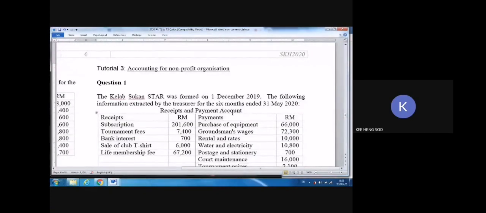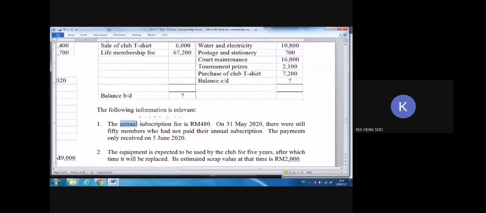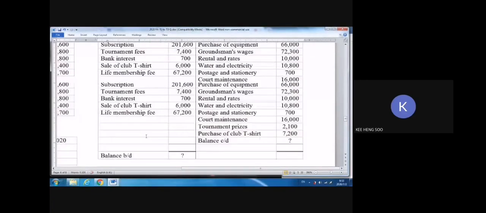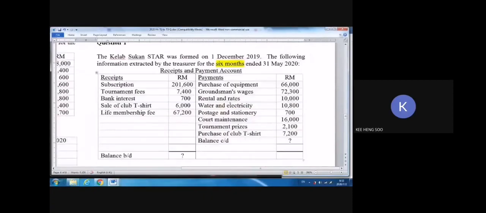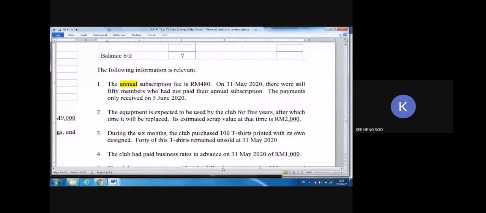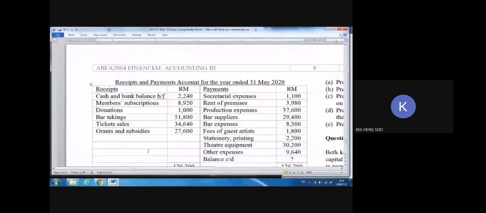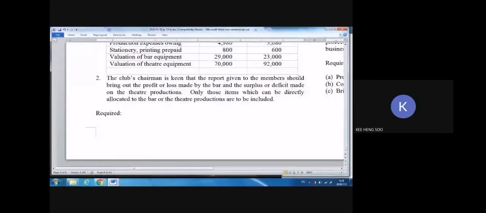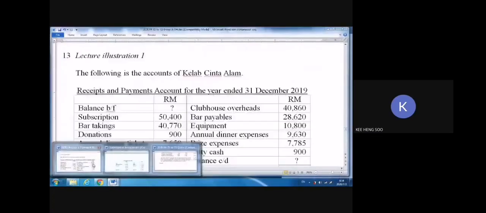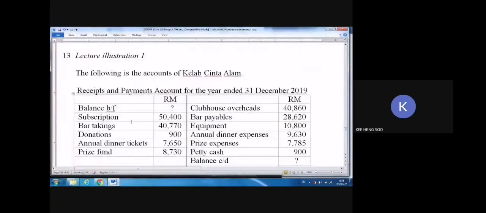Question 3. I just want to highlight the first keyword here, 6 months. And I want to highlight the word annual. You discuss in the tutorial. In next week's lecture, I need to discuss why here it says 6 months, why here it says annual subscription. So the rest you discuss in the tutorial. Now, let me continue here. Club Cinta Alam.